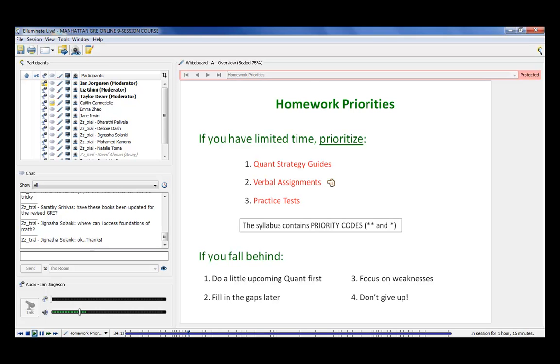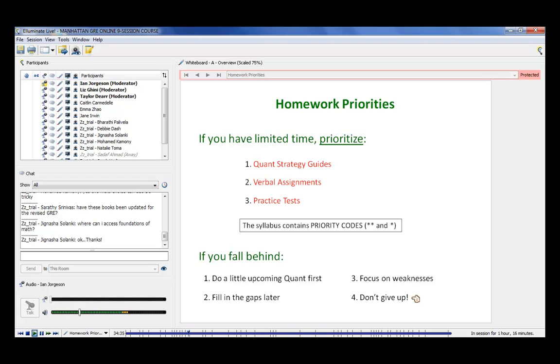Obviously, if you're weaker on verbal and very strong on math, that might get reversed a little bit, but for most people, you can always make up verbal a little bit easier than you can math. And if you do fall behind, don't give up. Especially if you start to find yourself falling behind, let Liz and I know and talk to us.